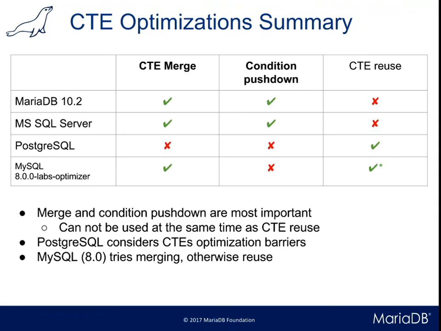SQL Server does not do CTE reuse as far as we could figure out. We are not Microsoft engineers, so we don't know for certain, but this is what we could figure out so far. Postgres has a very different approach in that they consider CTEs to be optimization barriers, so nothing can be optimized using a CTE. It's just optimization inside the CTE itself or the outer query, but nothing goes between CTEs and the outer query.